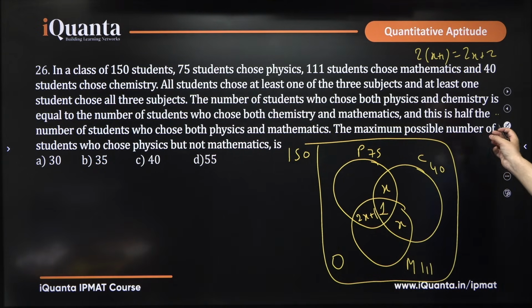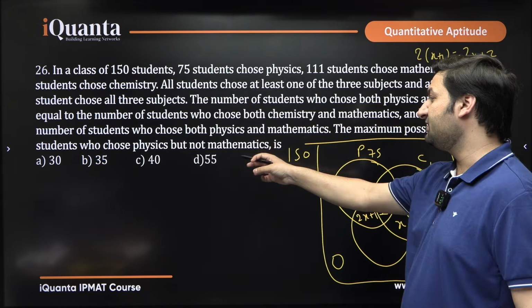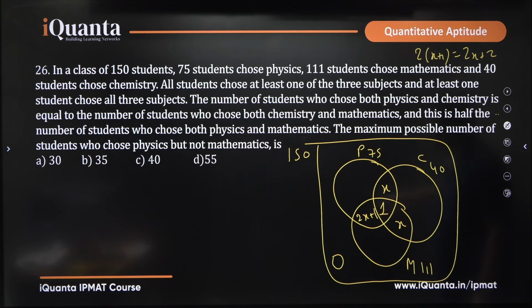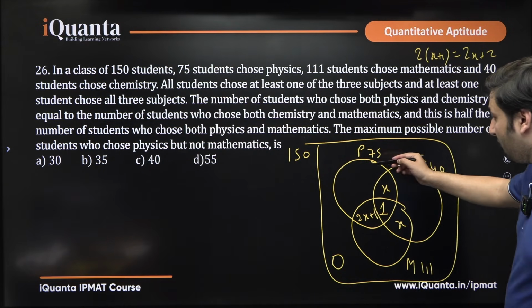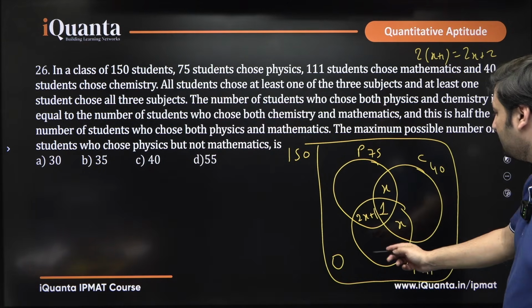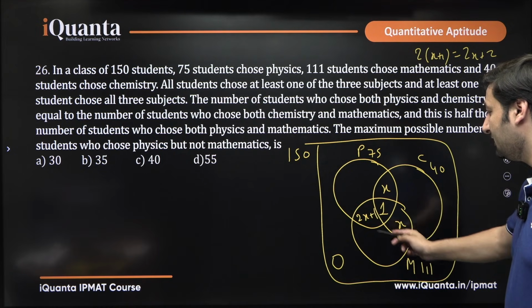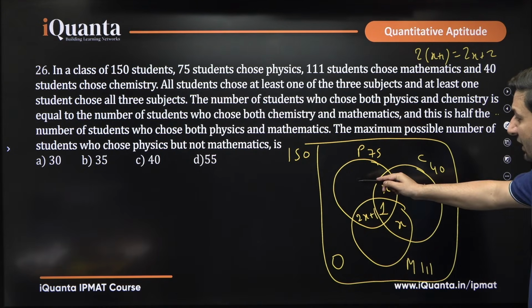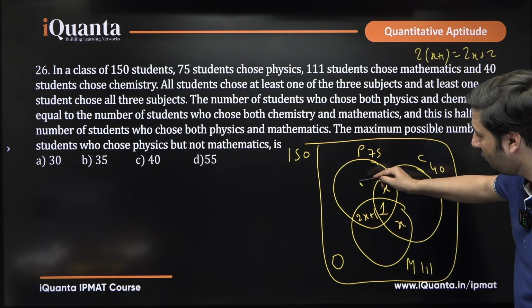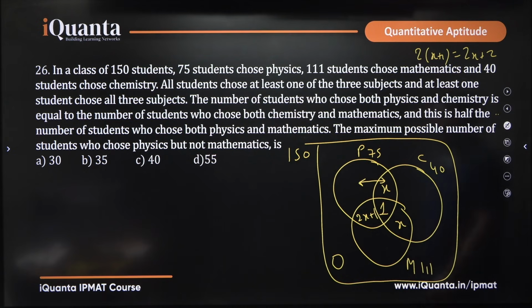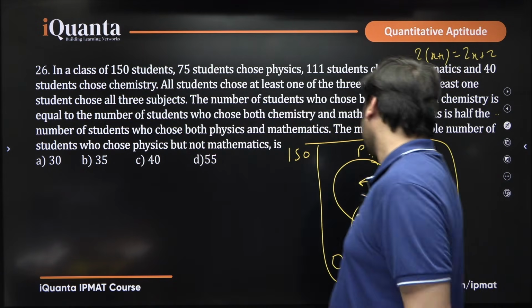The maximum possible number of students who choose physics but not mathematics. Physics but not mathematics. We have to completely remove the set of mathematics from physics. So, that means we need the combined maximum value of this region and this region. I hope this is clear. Okay.